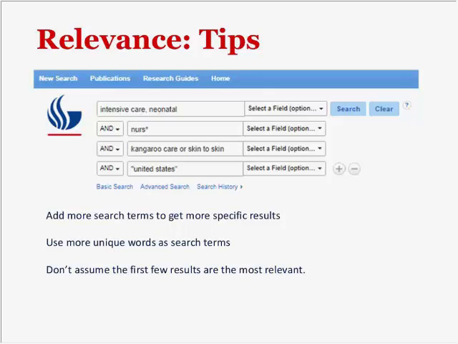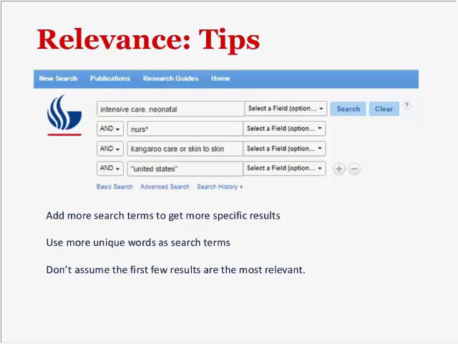So once again, you can use more terms to get specific results. You can actually use unique terms, as I did on this search where I was using the term kangaroo care, that I wouldn't have known about unless I'd done a little pre-research to know what I needed to ask for.